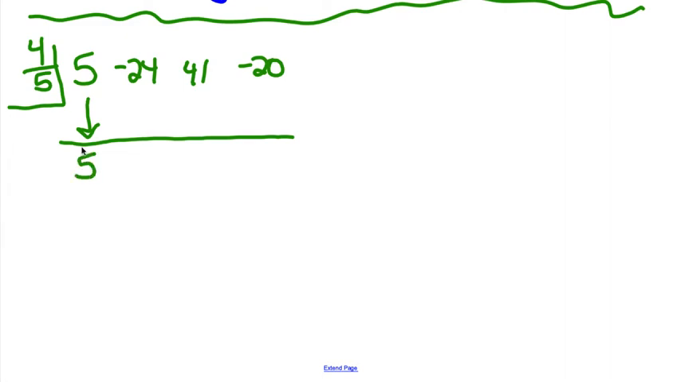4/5 times 5 gives you 4. So negative 24 plus 4 is negative 20. All right, I like it so far. It's giving us some nice numbers here. Negative 20 times 4/5 gives us a negative 16.